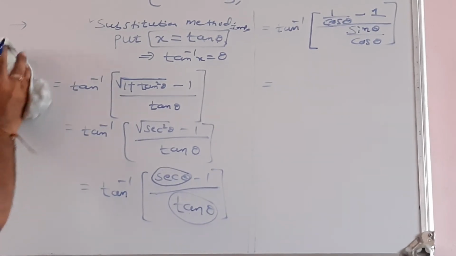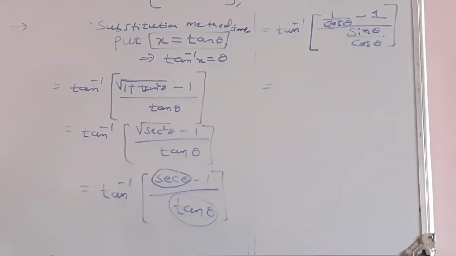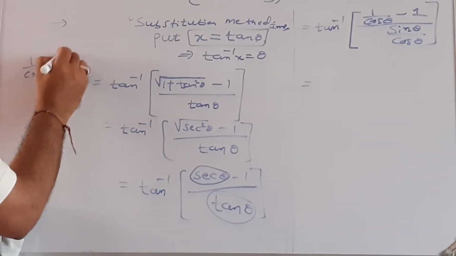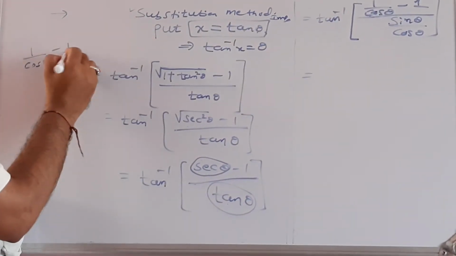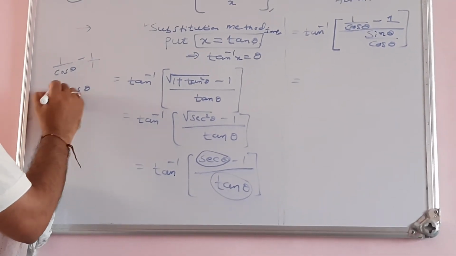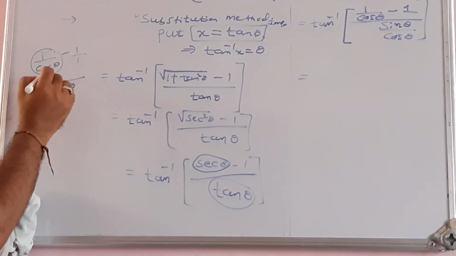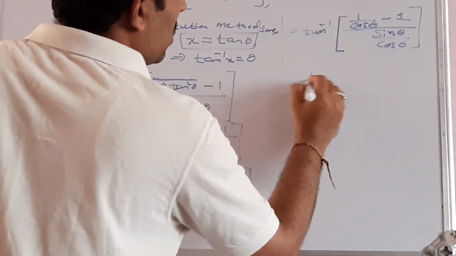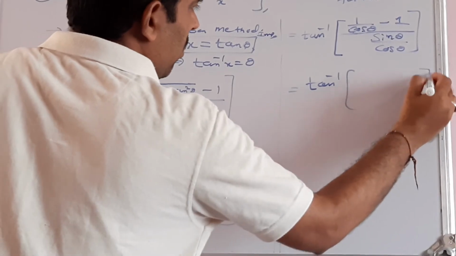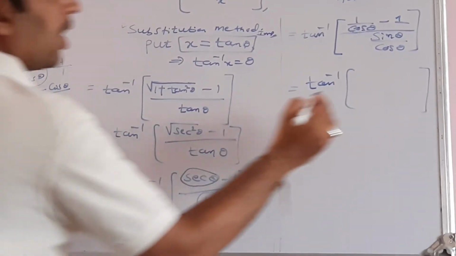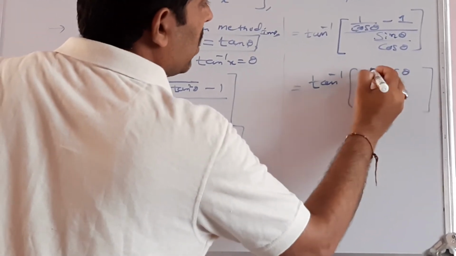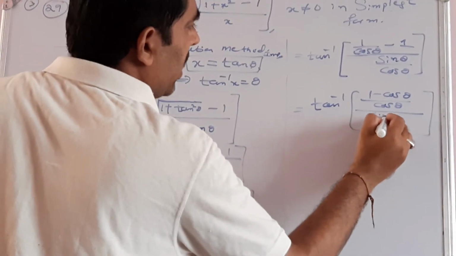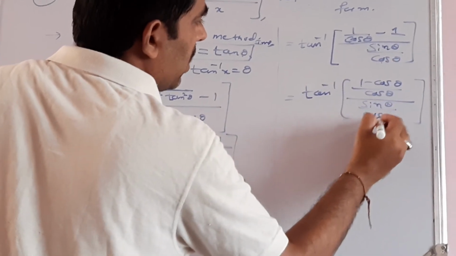Okay, let us consider the LCM here. So what is the LCM? See here, 1 by cos theta minus 1, that is in the numerator. Cos theta is the LCM. So you multiply every term by cos theta, you get 1 minus 1 into cos theta, that is cos theta. So that is tan inverse of 1 minus cos theta divided by cos theta, whole divided by sin theta divided by cos theta as it is.